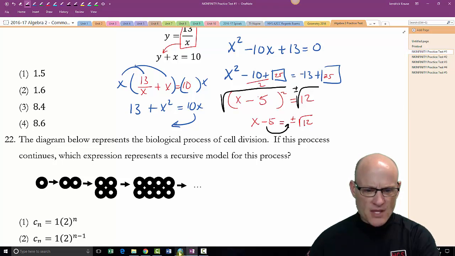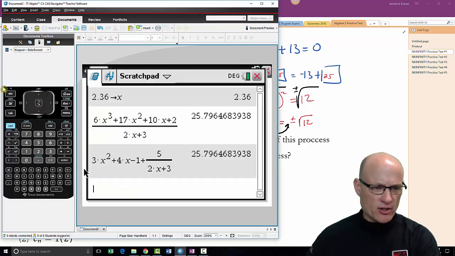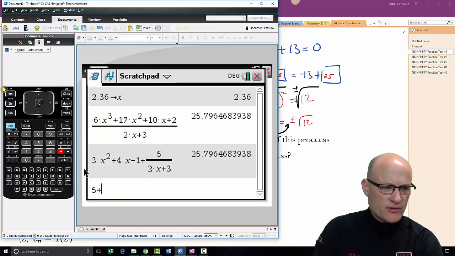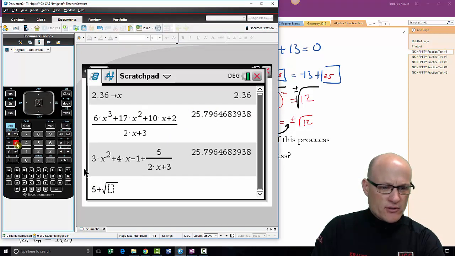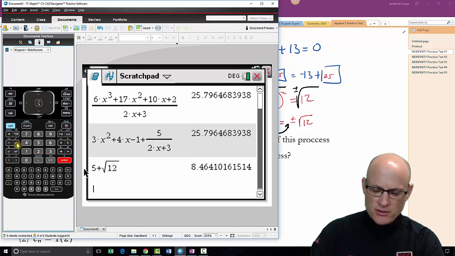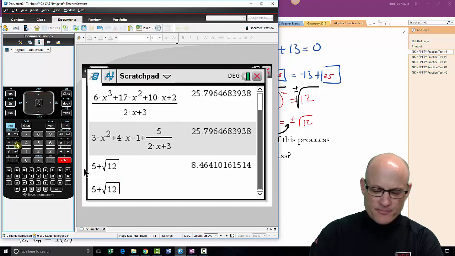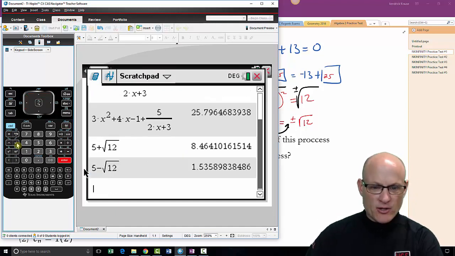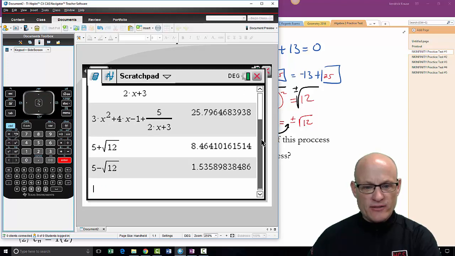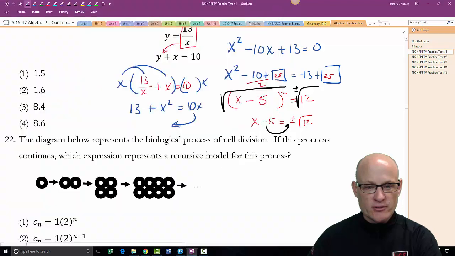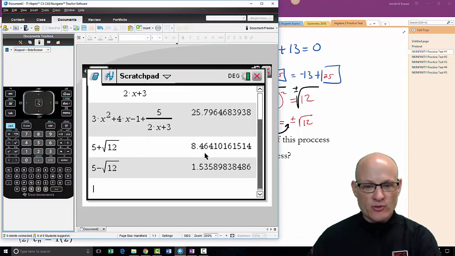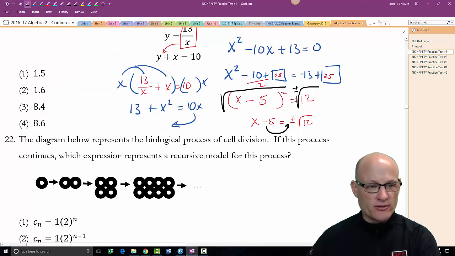So if I go to my calculator and I go 5 plus the square root of 12, that's one of my answers. And that's my other. 1.535 and 1.46. Or 8.4. Whoa, we got some issues here, kids.